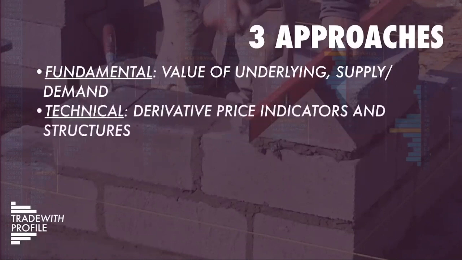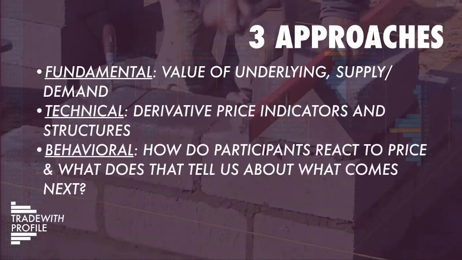The other way is technical. You look at price action from the day-to-day auction, or you're looking at derivative price indicators, which we're going to talk about here in a second, or structures, and you're making decisions around what's happening around price. That can also be effective. Or as we've talked about in this course, is the idea of behavioral. How are participants reacting to price, and what does that tell us about what comes next?